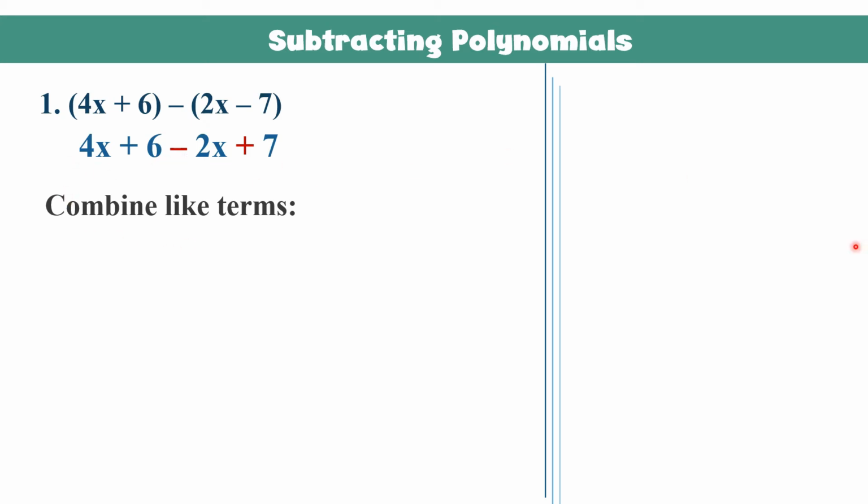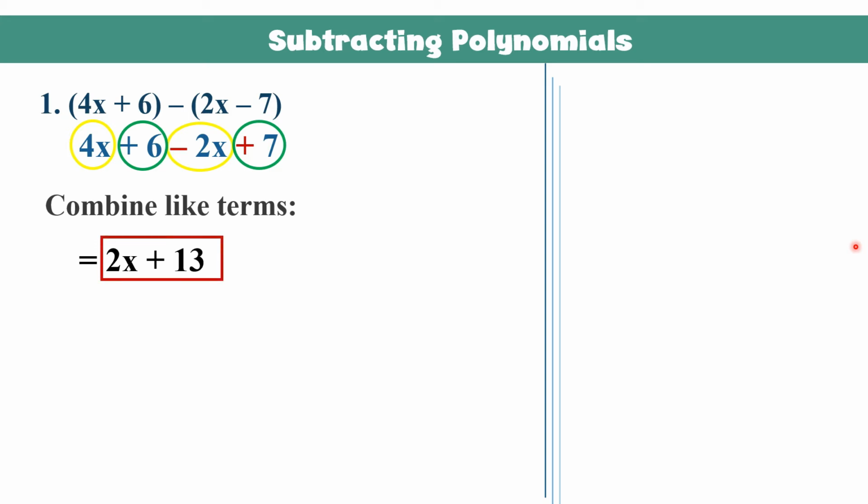4x here can be combined with negative 2x since both of them have the variable x. 4x plus negative 2x, you will have positive 2x. And then positive 6 can be combined with positive 7. You will have positive 13. So that's it. That will be the answer.